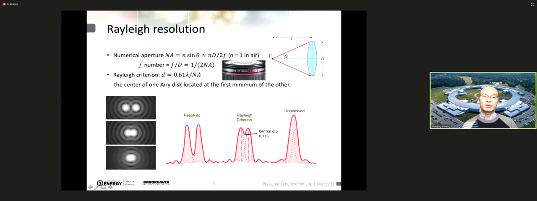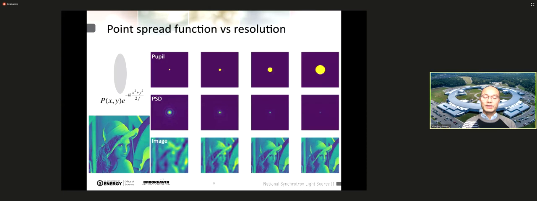So now let me give you an example of the impact of the pupil function or the numerical aperture on the obtained image quality. Let's start with the image shown on the bottom left corner. That's our starting point. Then let's impose a lens with a certain pupil function, with a quadratic phase term representing the thickness variations. If the lens has a very, very small pupil function, we can see the corresponding point spread function is big, and the obtained image is very blurry.